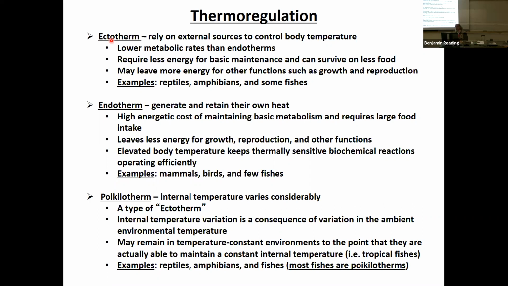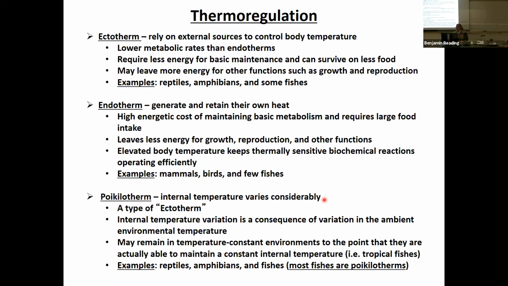Likewise, even though its body temperature is determined entirely by its environment, a tropical fish living at the equator is also an ectotherm, but it might not see a whole lot of fluctuation in body temperature because it's 80 degrees all year long. So they are ectotherms, but their body temperature might not vary throughout the day or throughout the year. Most fishes are, however, temperate. And so they are what we call poikilotherms, where their body temperature can vary considerably, and this can be throughout the day and also seasonally.